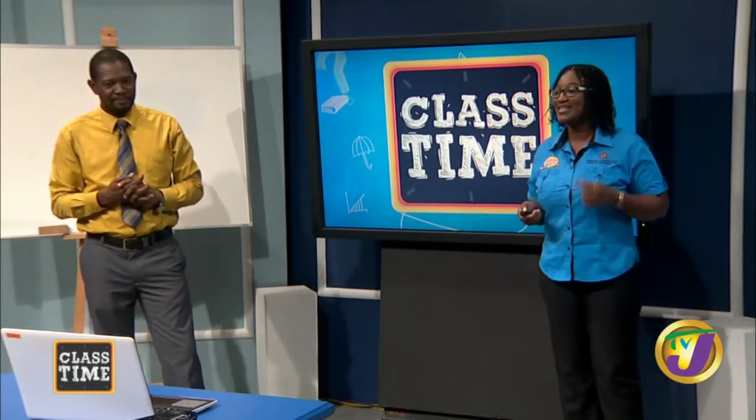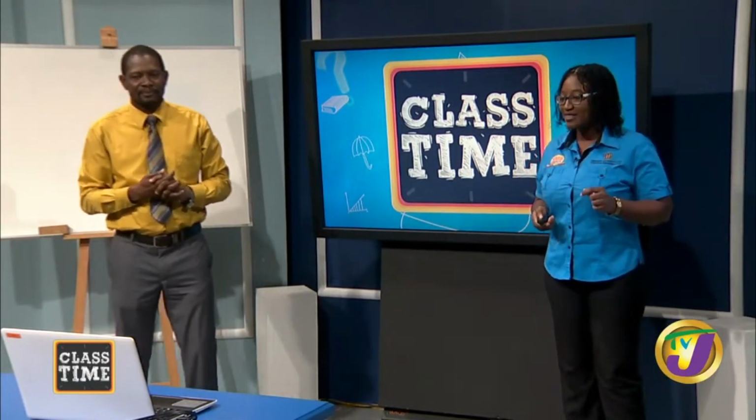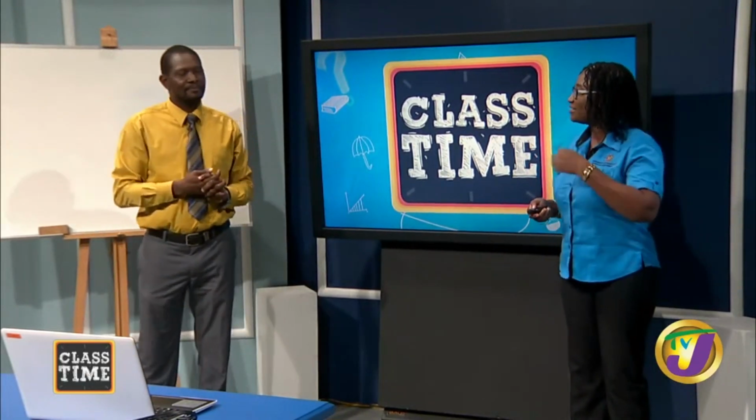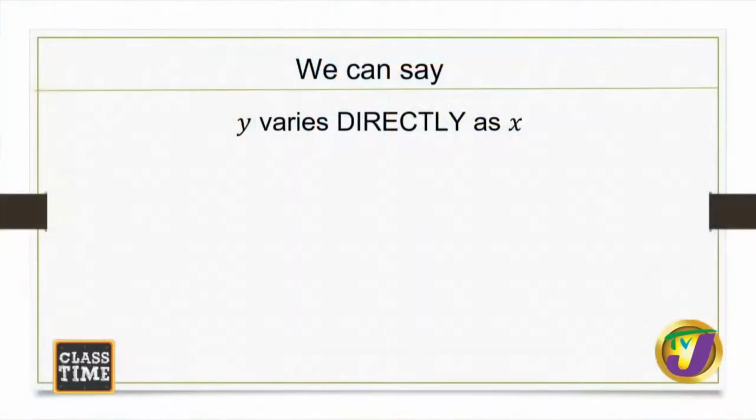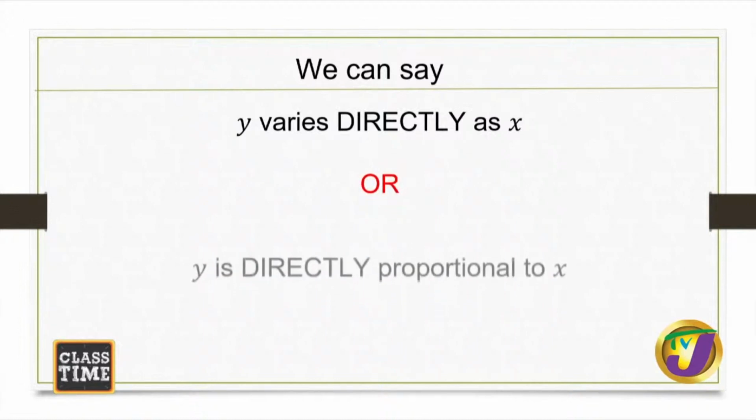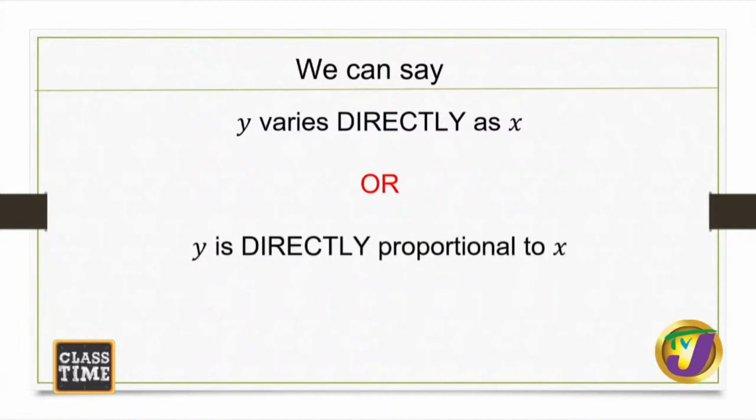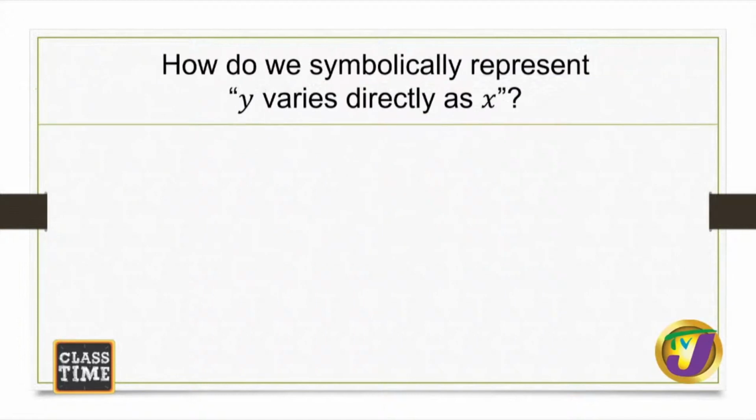So when we find this relationship happening, we can say that y varies directly as x. Or we can put it another way, Richard. We can say y is directly proportional to x. All right. Y is directly proportional to x. Beautiful. So, we're in math class, not true?